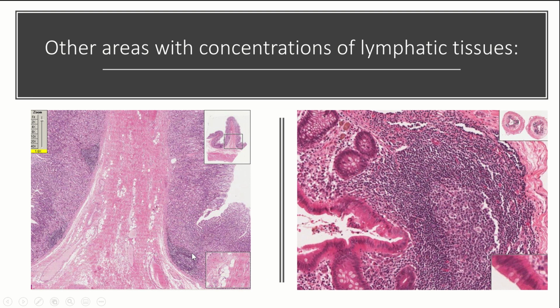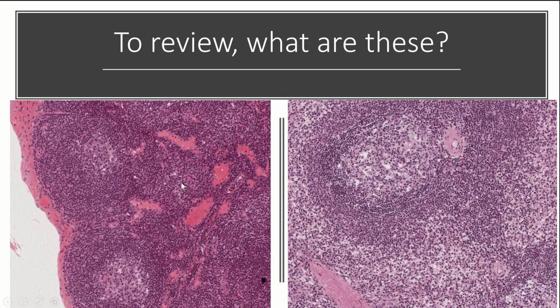Okay, here's another one. So this is in the stomach. In the stomach, we have these little high concentrations of lymphoid tissue. I believe this is in the large intestine, so we have these big high concentrations of lymphoid tissue. So this kind of follicle-looking thing. Okay, so they're just these kind of follicle-looking things with lots of lymphocytes.